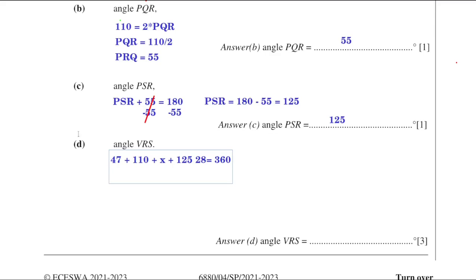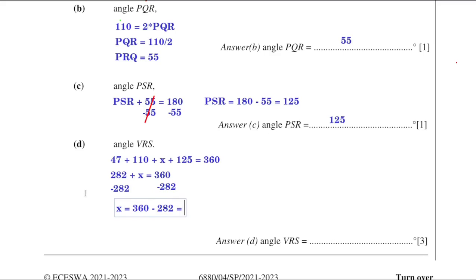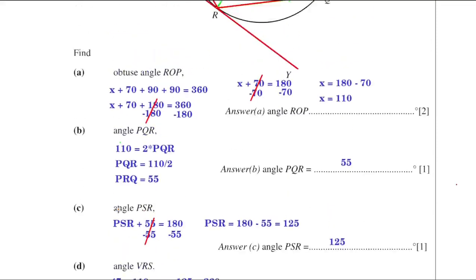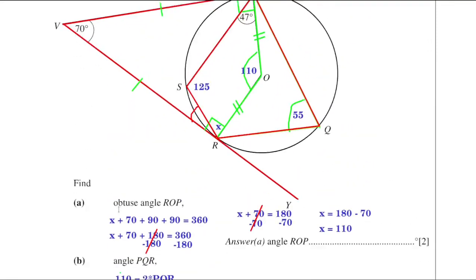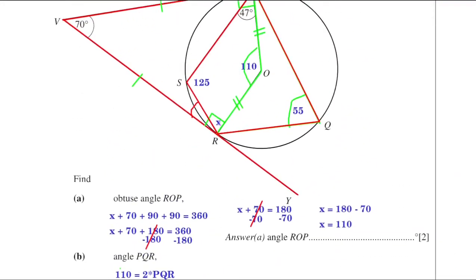47 plus 110 plus 125 is giving me 282, plus X equals 360 degrees. Now if I subtract 282 on both sides of the equation, X is equal to 360 minus 282, which is equal to 78 degrees. So this one is 78 degrees. It's actually SRO. So the required angle now, this one, is just 78.